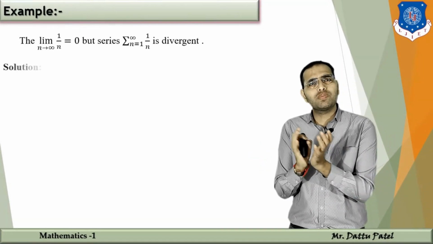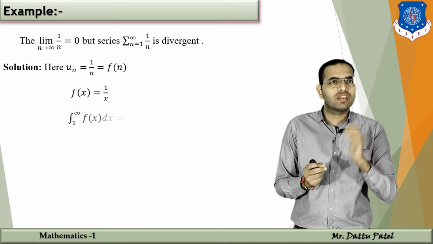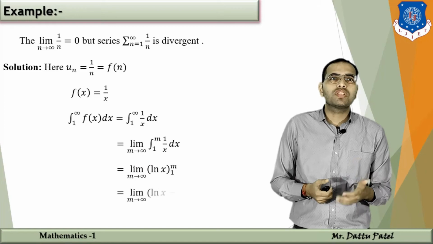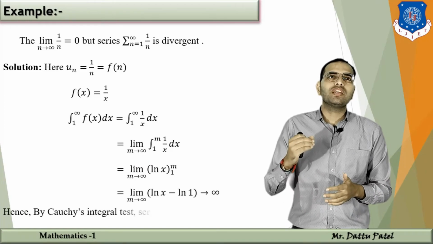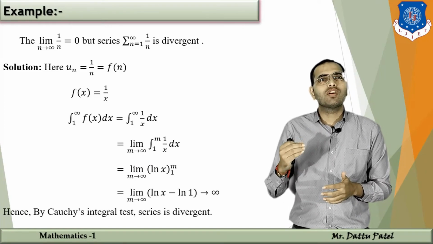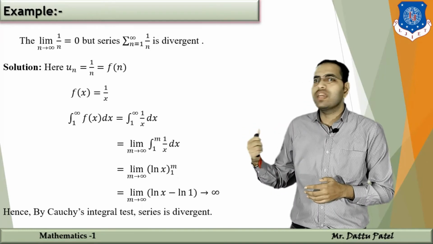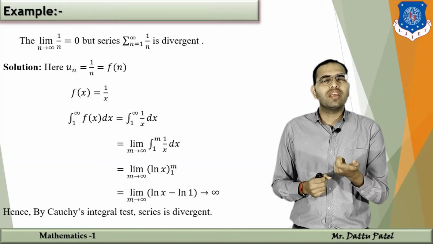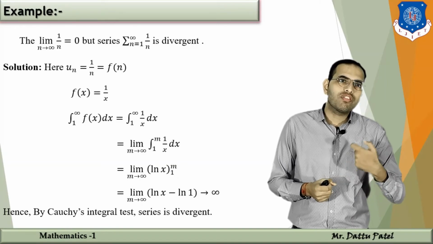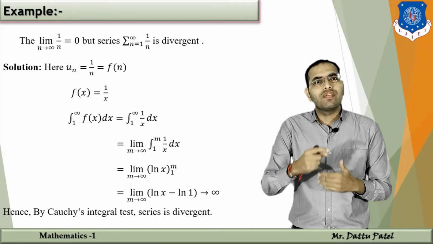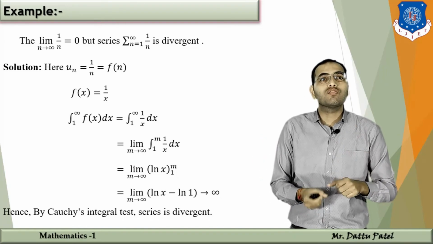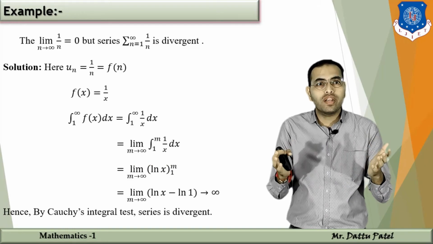Now let's check out one more example. This example is based on our first basic theorem: the limit n tends to infinite 1 upon n equal to 0, but the series summation n equal to 1 to infinite 1 upon n is divergent. Our basic theorem is: if the series sigma n equal to 1 to infinite un is convergent, then limit n tends to infinite un equal to 0. But the converse is not true.